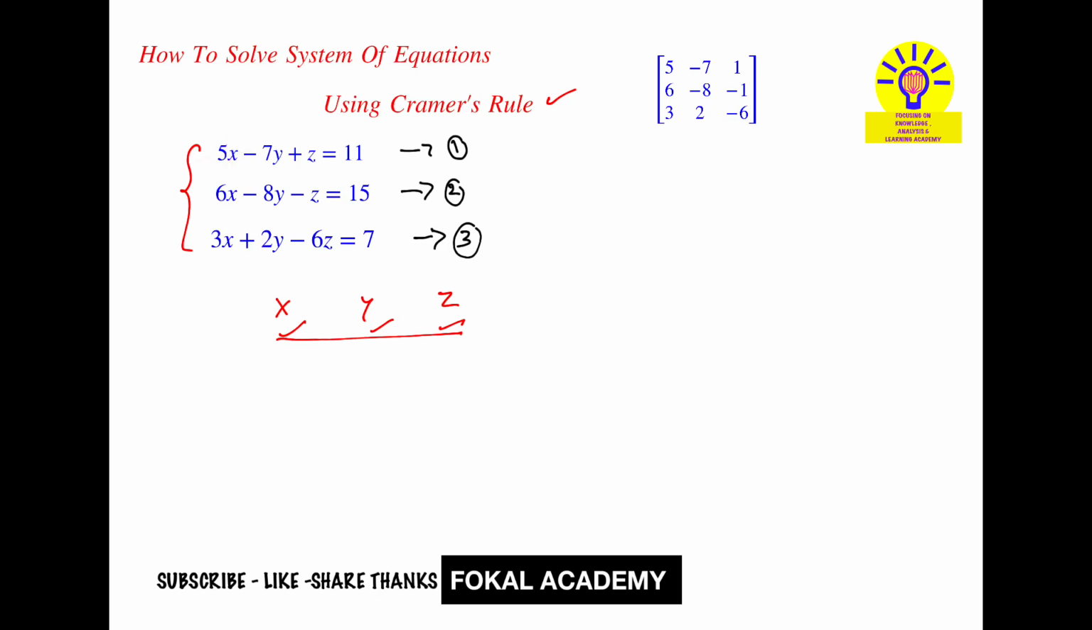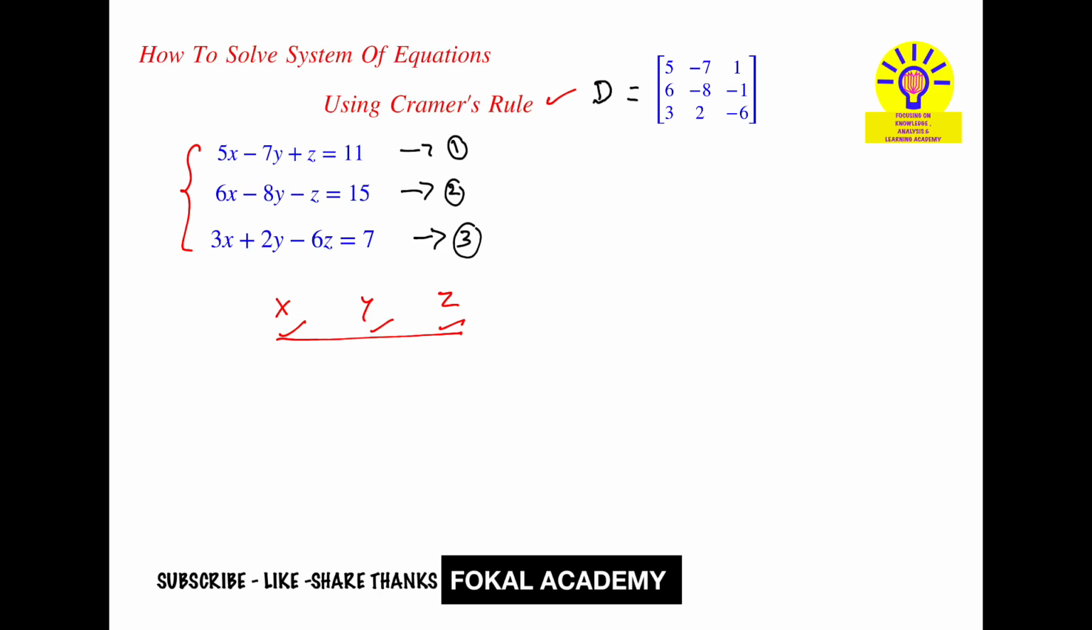That is, consider any equation as first equation, and consider this equation as 1, and this equation as 2, this is 3. So according to this, first equation having this coefficient, that is 5, minus 7, 1. So 5, minus 7, 1 as first row. Next second equation, coefficients will be in second row. That is 6, minus 8, minus 1. Next third equation, x coefficient 3, y coefficient is 2, z coefficient is minus 6. So this is the coefficient matrix. So let's consider it is named as D matrix.